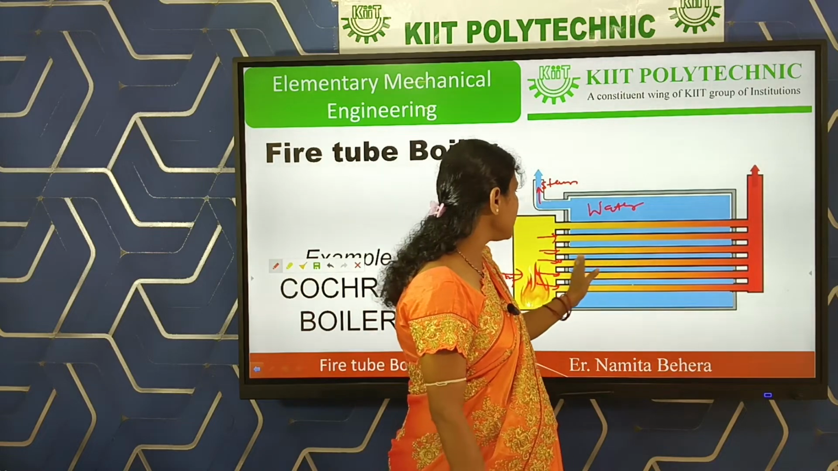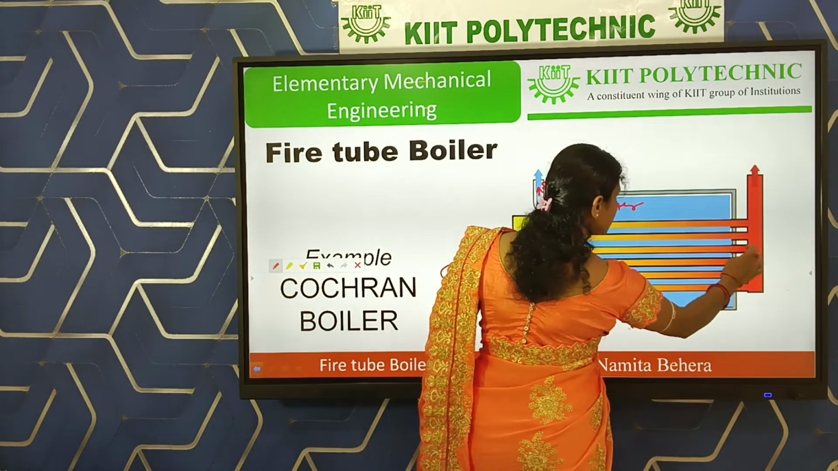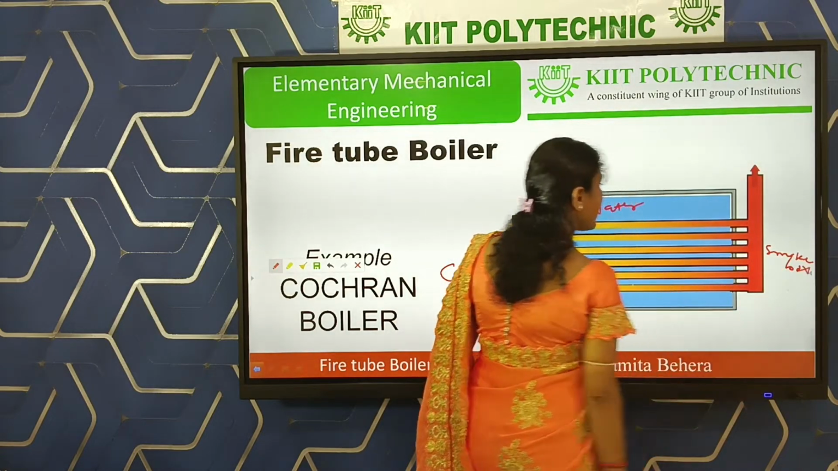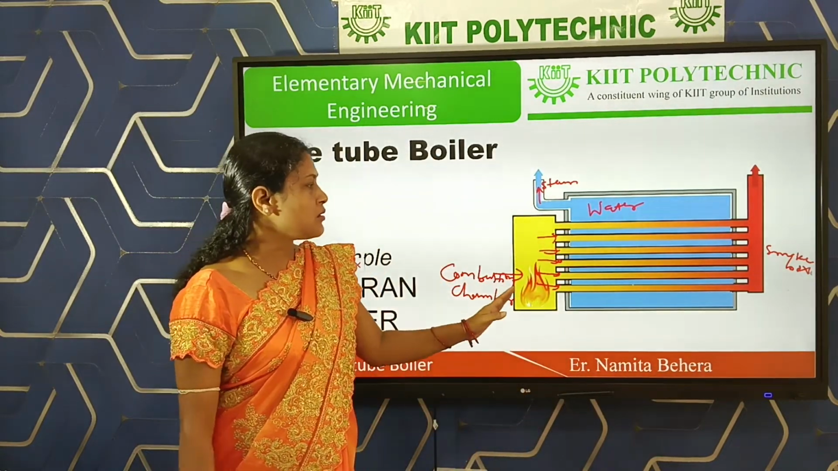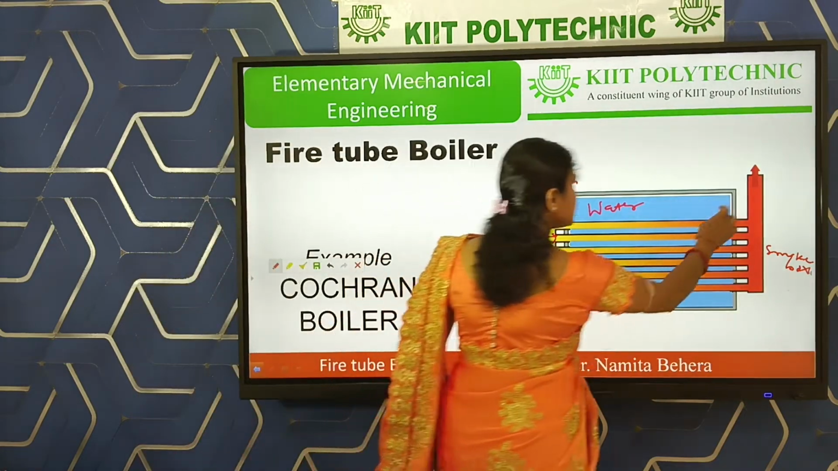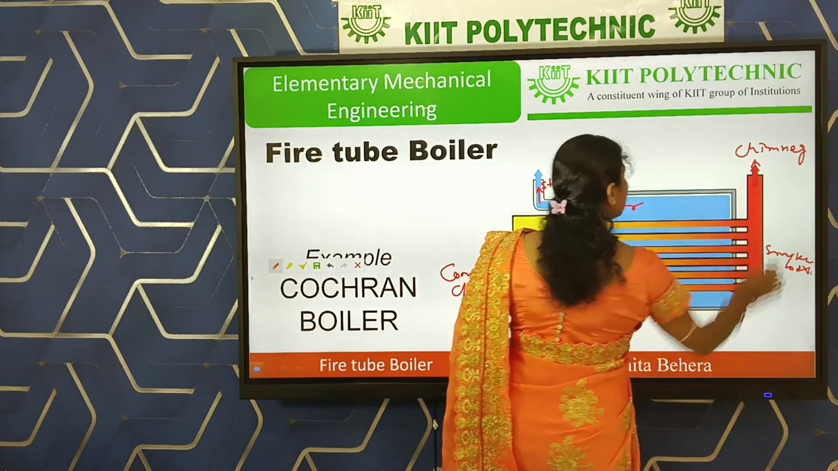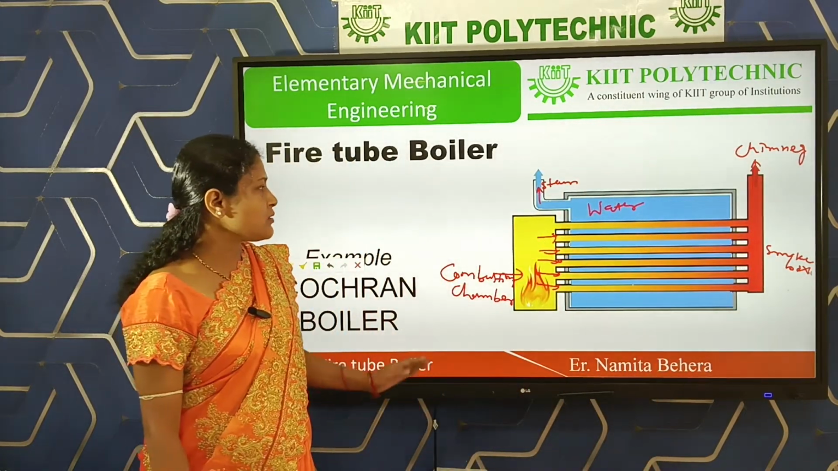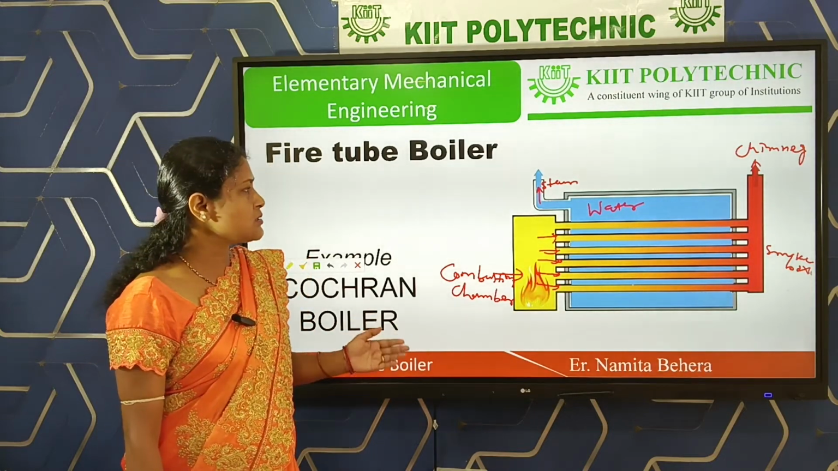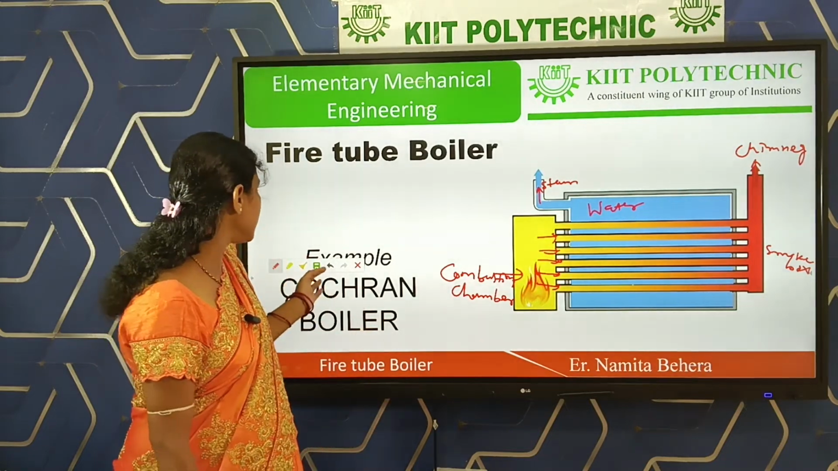After passing through the multiple fire tubes, the gases pass through the smoke box. This is called the smoke box. Then finally the hot gases, flue gases are discharged to the atmosphere through the chimney. This is called the chimney. So water is converted to steam with the help of combustion of fuel, and the unwanted hot gases, flue gases are discharged through the chimney. This is called a fire tube boiler.